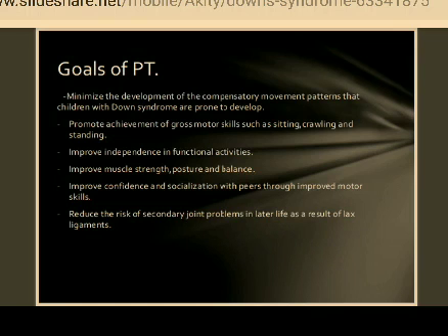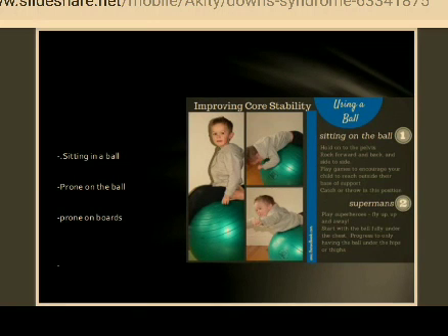Reduce the risk of secondary joint problems in later life as a result of lax ligaments. Improving core stability: sitting on a ball, prone on the ball, prone on boards. Sitting on the ball, hold the pelvis, rock forward and backward and side to side. Play games to encourage your child to reach outside their base of support. Catch or throw in this position.